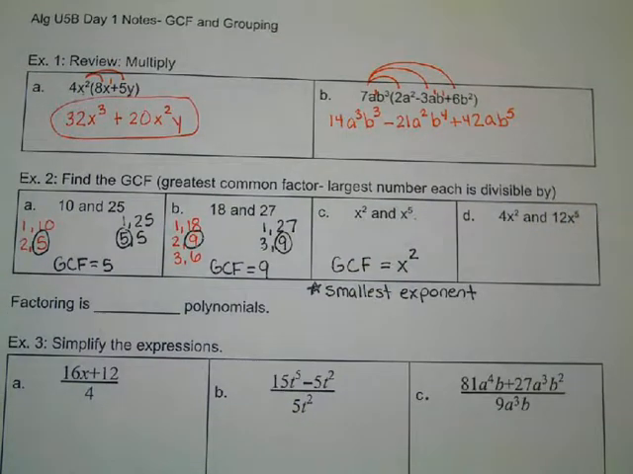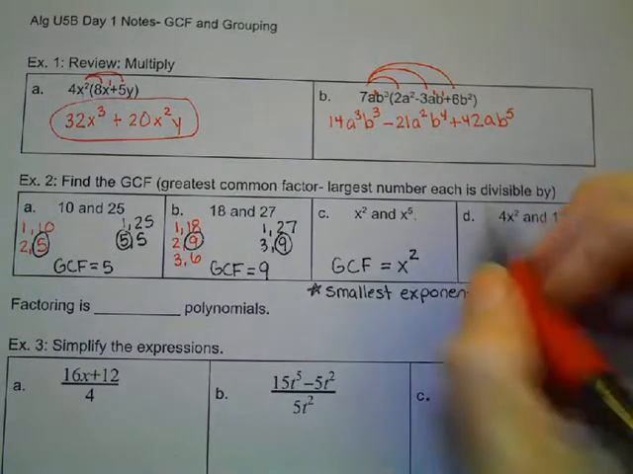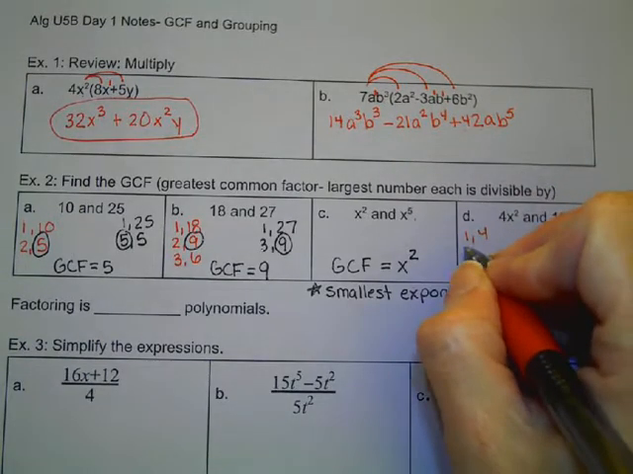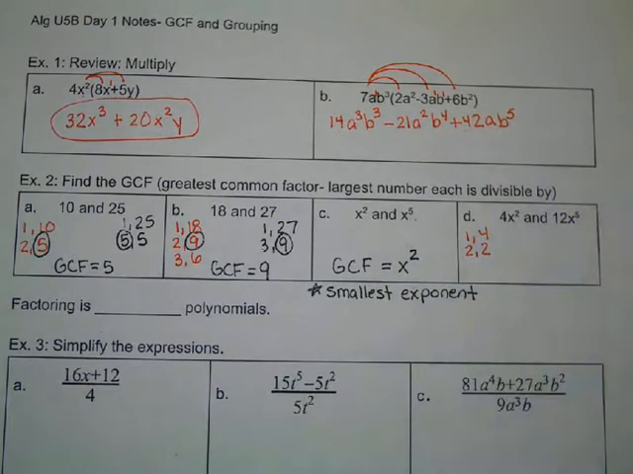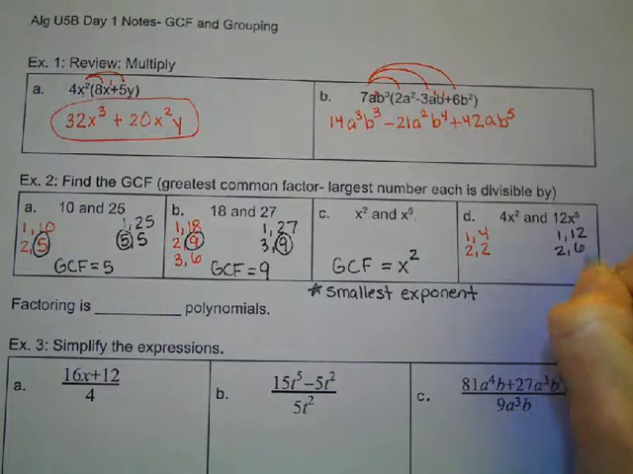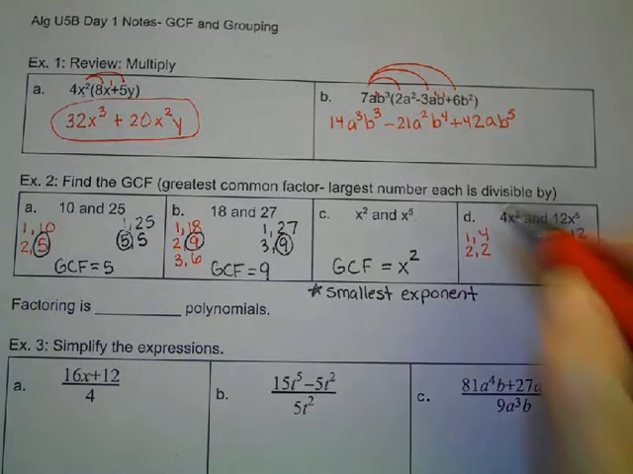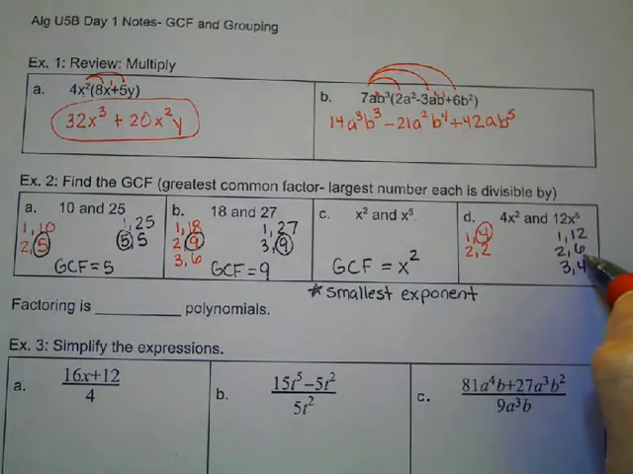The next one has numbers and letters. So you could write the list for the 4. That would be 1 and 4, or 2 times 2. I'm going to write my list for 12. That would be 1 times 12. 2 times 6 gives me 12. 3 times 4 gives me 12. Alright, so we're finding the biggest number in both these lists. It looks like 4 is the biggest number in both lists.